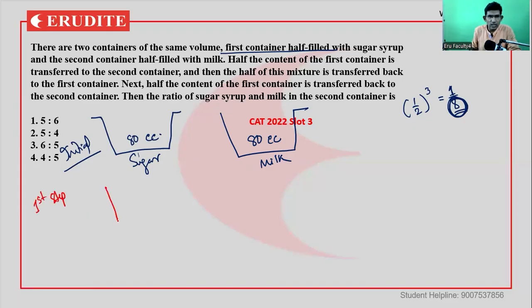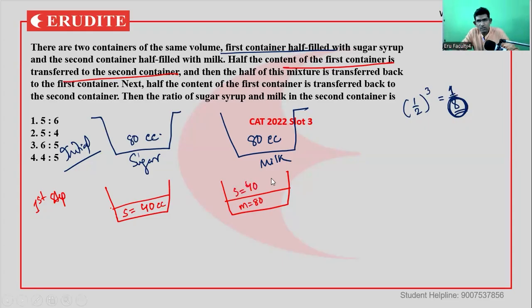After the first step, what will happen? Now it says half the content of the first is transferred to the second. Fine. So initially I have sugar syrup 80. Now sugar will come to 40. Sugar will become 40 cc. And here, milk will remain 80. And now sugar will come here as 40. Now it will become a mixture of sugar and milk, 40 and 80, or in the ratio 1:2.